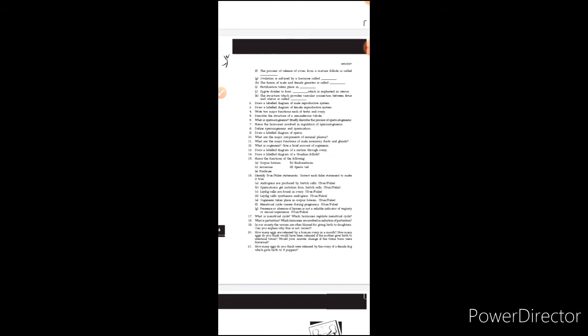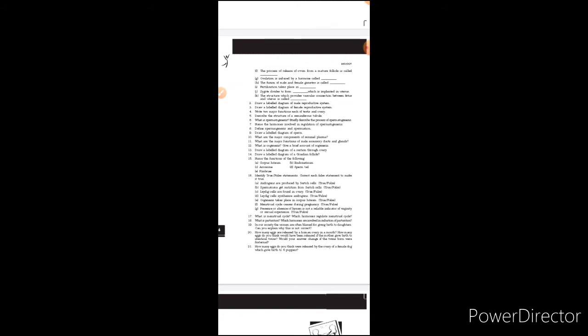Okay, the second question is you have to draw a labelled diagram of male reproductive system. Third question is draw a labelled diagram of female reproductive system. Fourth question is you have to write two major functions each of testes and ovary. Question number five, you have to describe the structure of a seminiferous tubule.